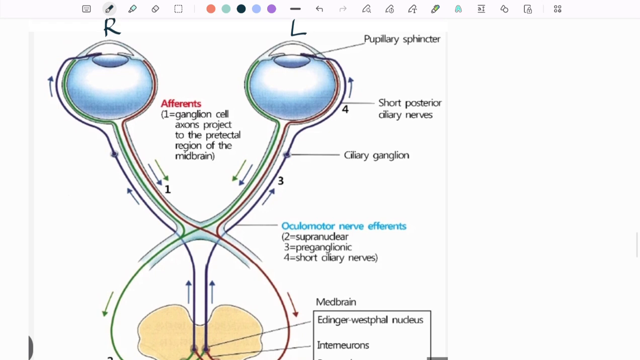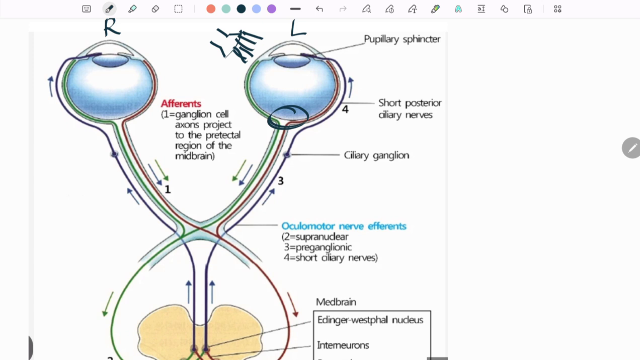So this is our pupillary pathway. This is the right eye and this is the left eye. We are throwing light on the left eye now. I hope you have read the visual pathway. The impulse is collected by the optic nerve.